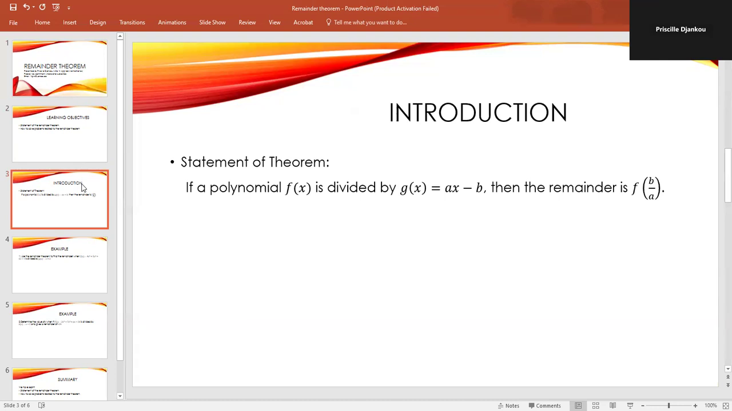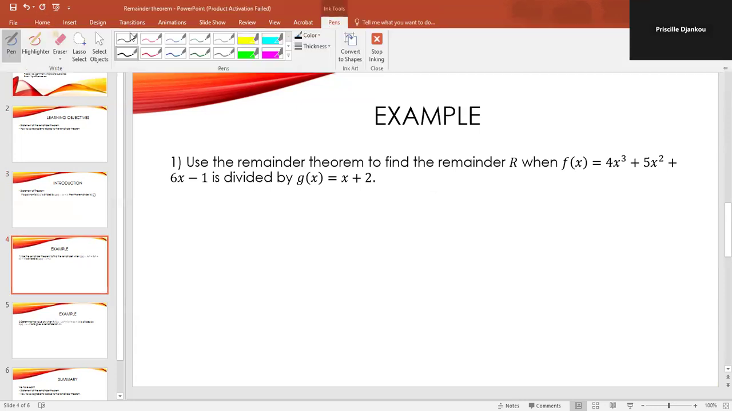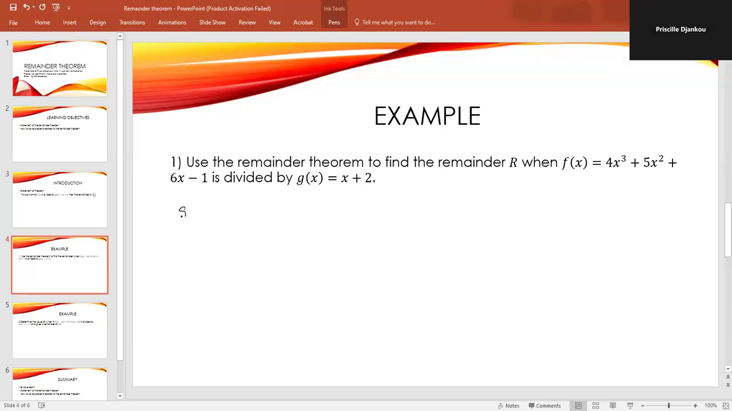Now, we are going to look at an example on how to use the remainder theorem to solve problems related to this topic. The first example is as follows. The question is, use the remainder theorem to find the remainder r when f of x equals 4x cubed plus 5x squared plus 6x minus 1 is divided by g of x equals x plus 2. So let's have a look at the solution to this question. Here is the solution.